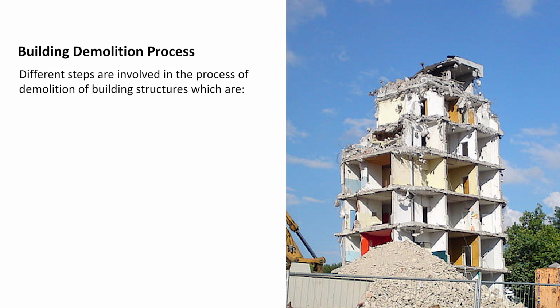Different steps are involved in the process of demolition of a building structure, which are surveying, removal of hazardous material, preparation of plan, and safety measures. Let us discuss the important point, surveying of building for demolition. Surveying means study of different parameters of the structure and its surrounding. There are two types of surveying mainly conducted. The first one is structural surveying and the second is building surveying.